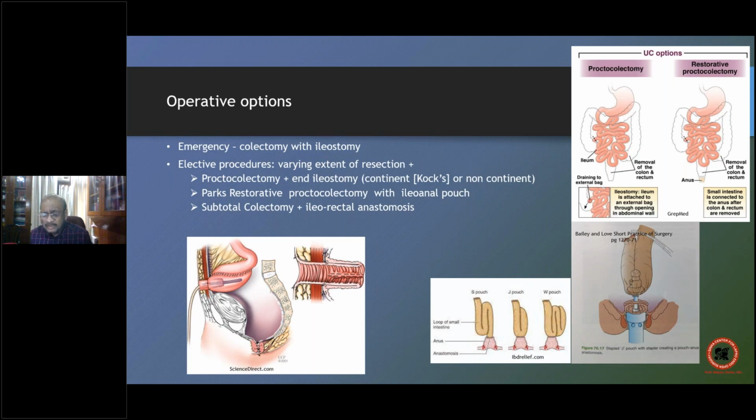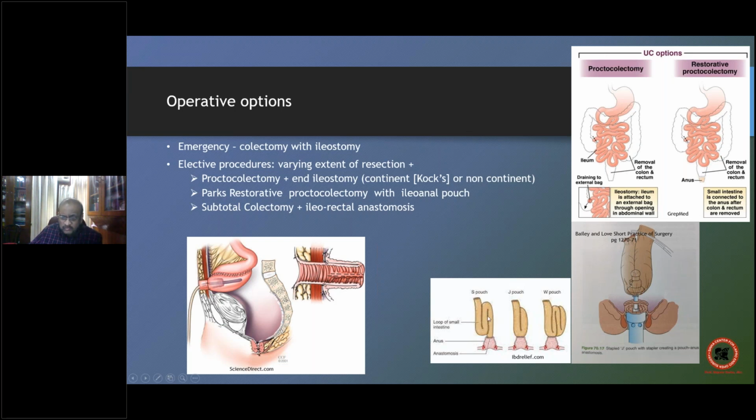Where is it going to be stored? The rectum had the storage function. Is any storage function remaining? No. So can I create a bag there instead of the rectum? A rectum-like bag. I can do that. That is what is known as a pouch. So I can do a pouch anastomosis.